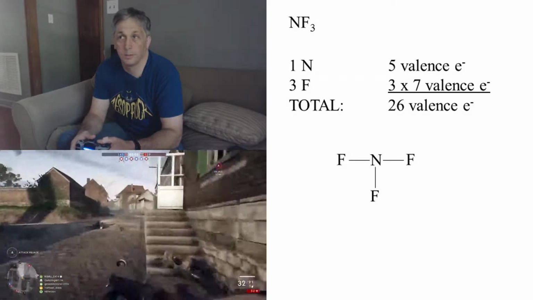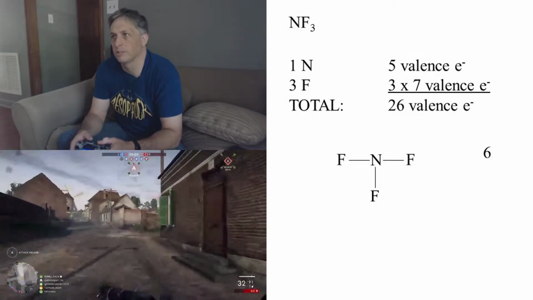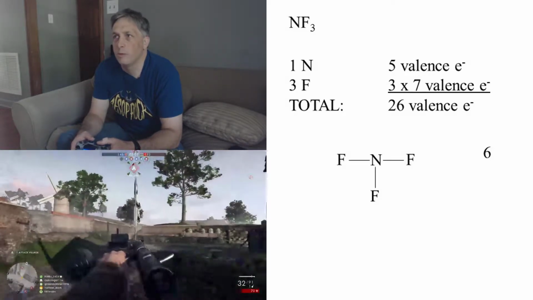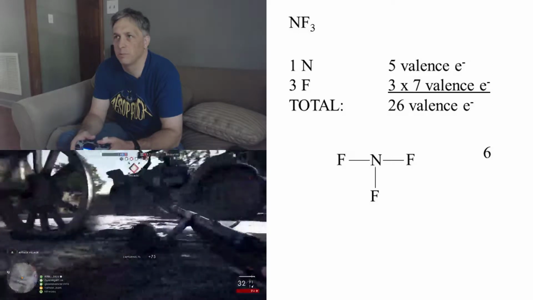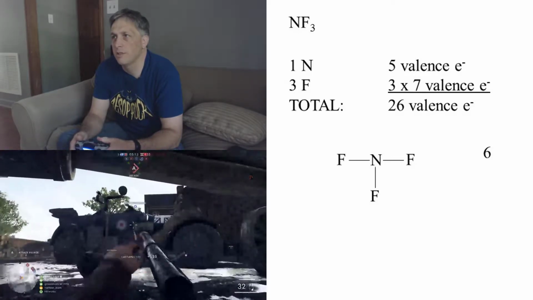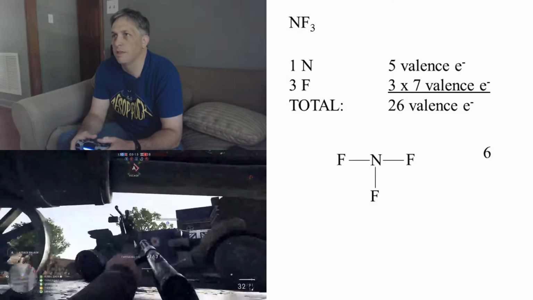Hooking those 3 fluorines up to our nitrogen uses up 6 of our 26. The way we use up the remaining electrons is we start adding them as lone pairs, starting with the outer atoms.